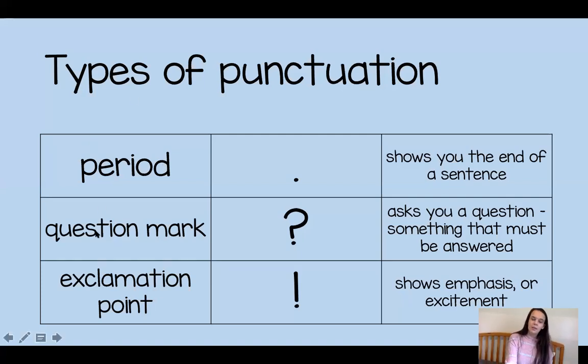So the first one is a period. The second one, and the one we use the second most, would be a question mark. It looks like this squiggly guy right here with a dot. A question mark asks you a question or something that requires somebody to answer it, right? So a question mark is going to go at the end of a question. An exclamation point looks like this, and it shows emphasis or excitement. So anything that's loud or exciting or scary in your writing, you're going to put an exclamation point, okay? So the 3 types of punctuation that we're focused on today are period, question mark, exclamation point.